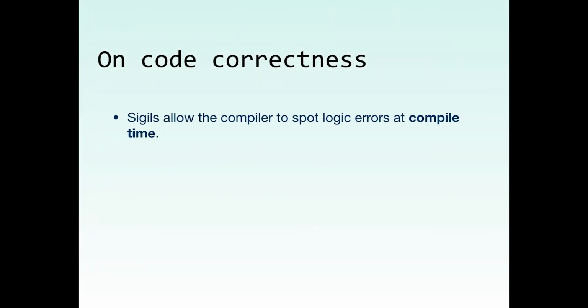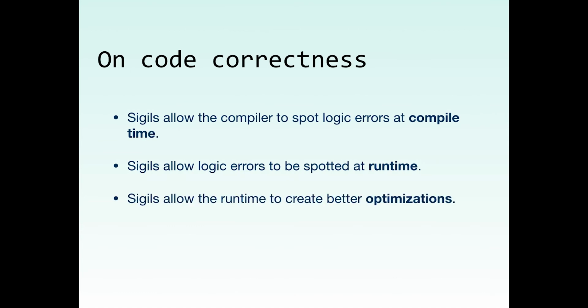Sigils also basically allow the compiler to spot logic errors at compile time and spot logic errors at runtime. And it also allows the runtime to create better optimizations. For instance, if a variable is known to have to contain something callable, when you call something in that variable, we don't actually need to check if that something in there is callable or not, because the type of variable guarantees that there is something callable in there.